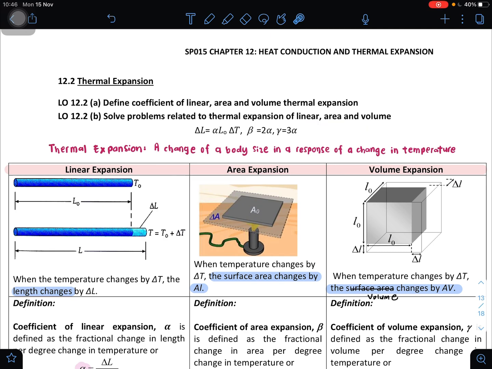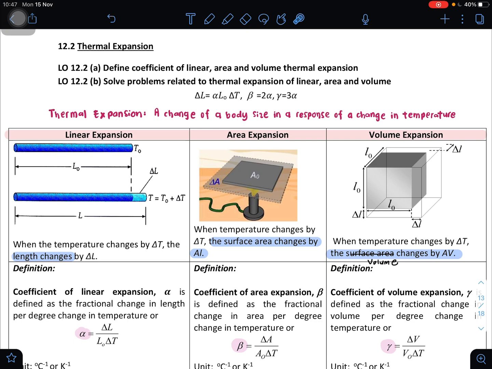Okay, first let's look at what is thermal expansion. In simple words, it is a change of a body's size in response to a change in temperature. So when there is a change in temperature, the solid, the liquid and the gas can change in three types, which is first linear, second area, last one volume. Okay, so let's look at the first one, linear expansion.